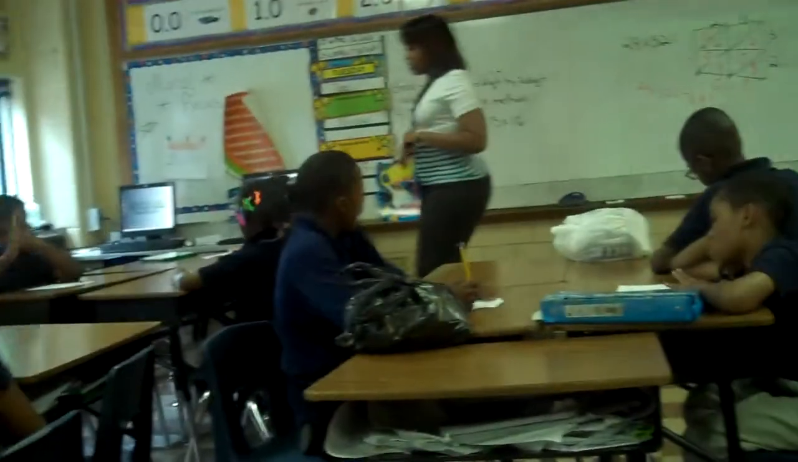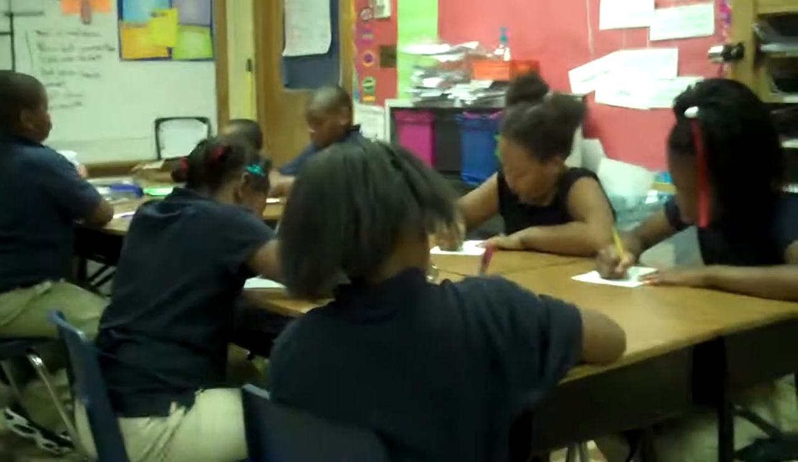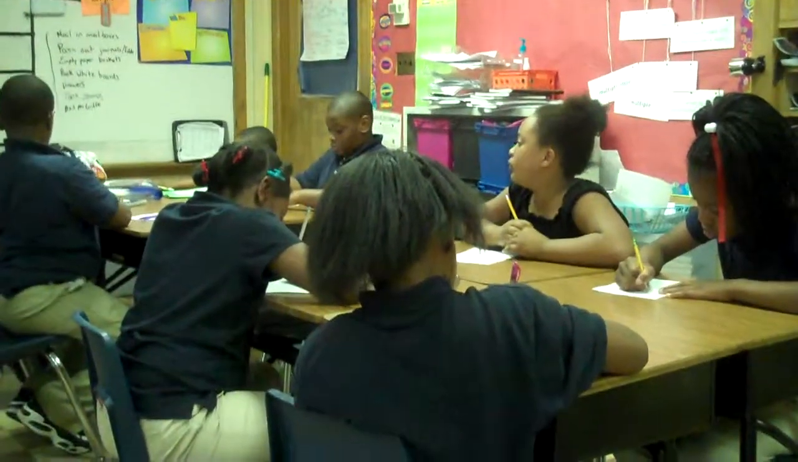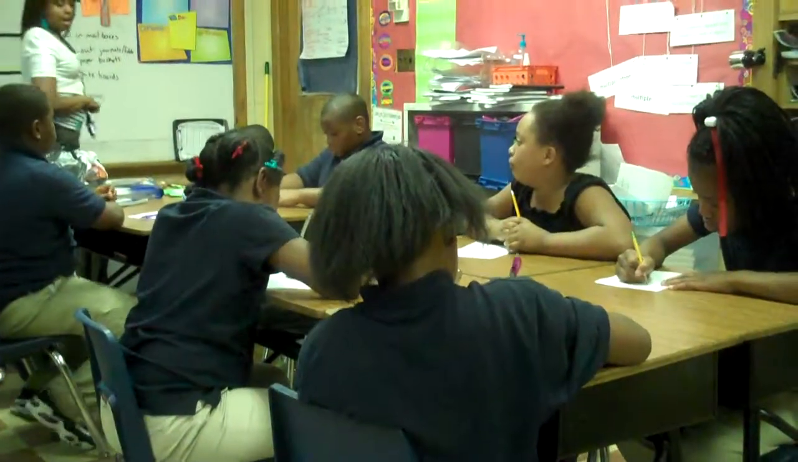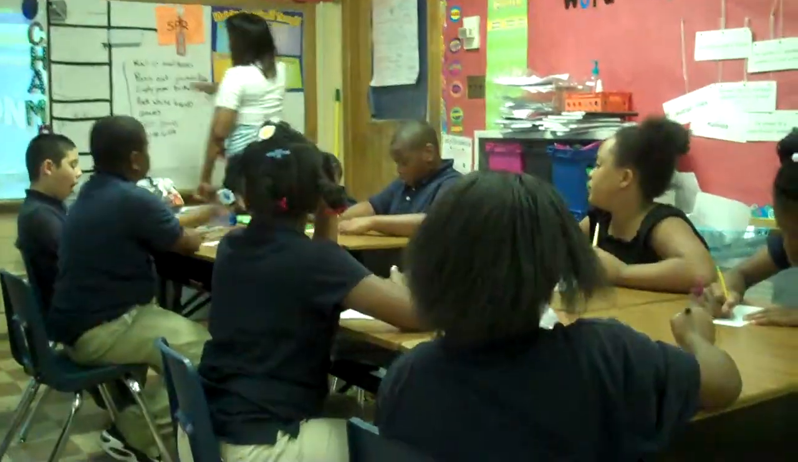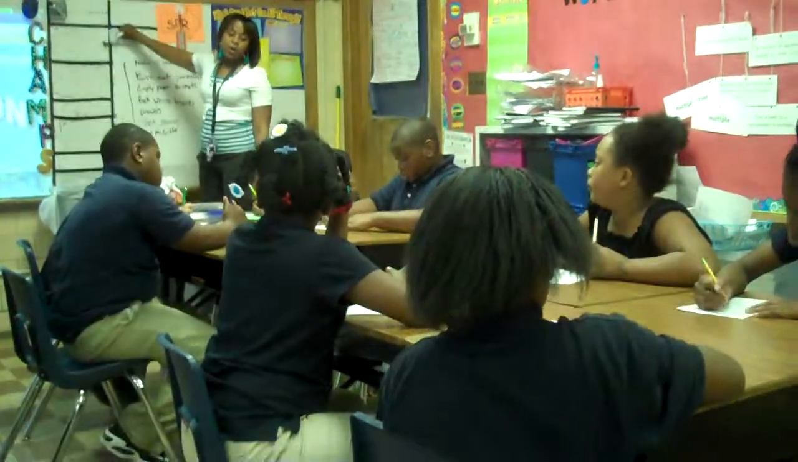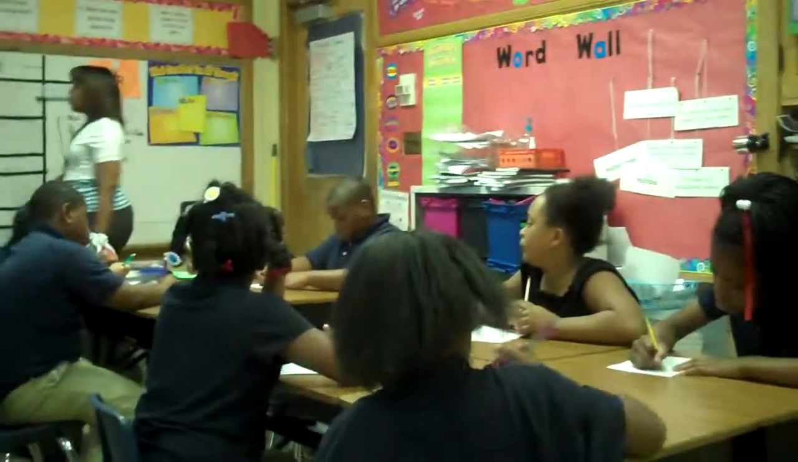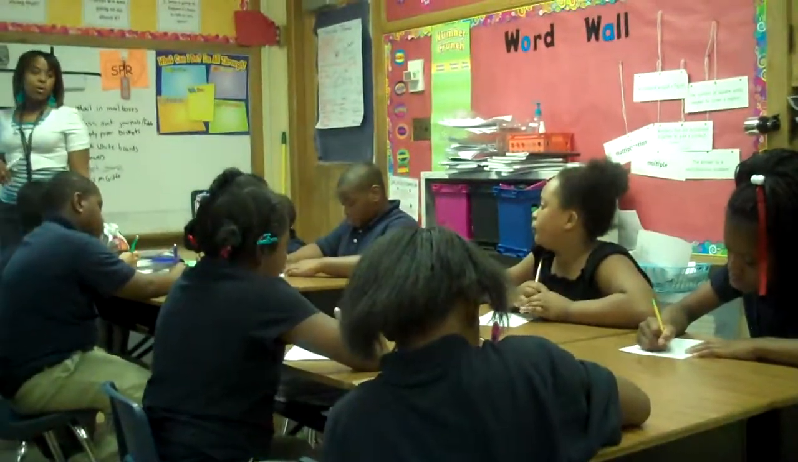34 times 27. Go ahead and draw a lattice box, and I want you to draw the lattice box right next to the problem. So go ahead and draw your lattice box and try to solve it. I like how you got your box now. Very good. You can use the example that's on the board, or you can use the example that's on your paper. If you think you have it, I want you to put your thumb up.